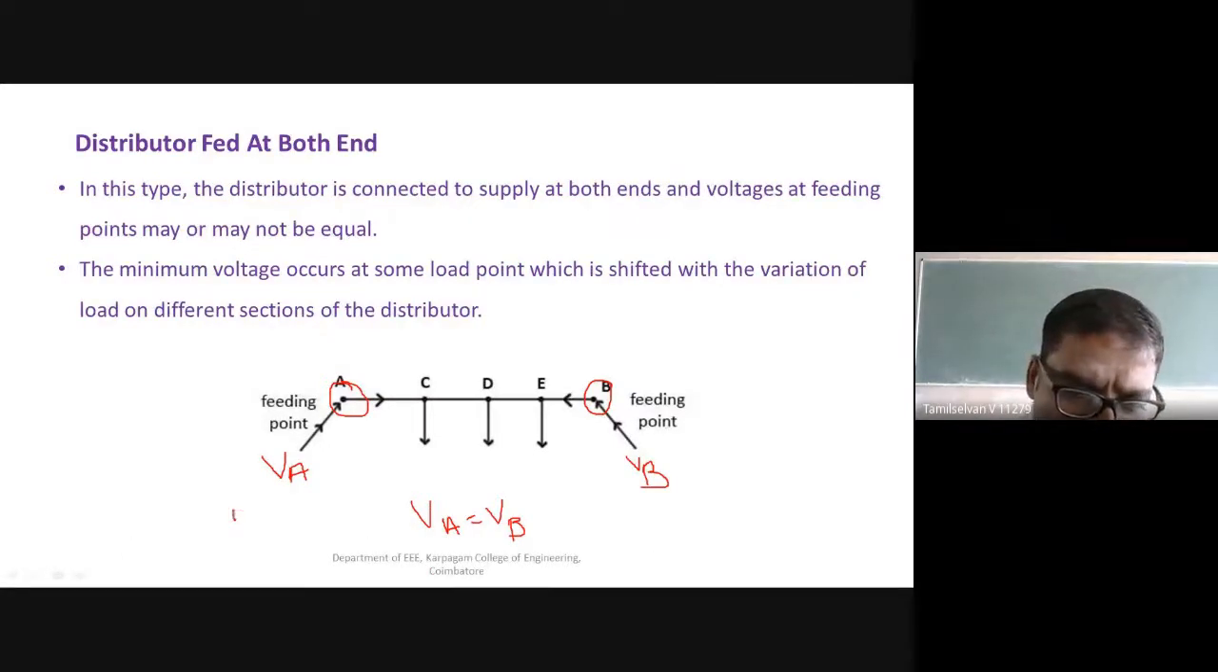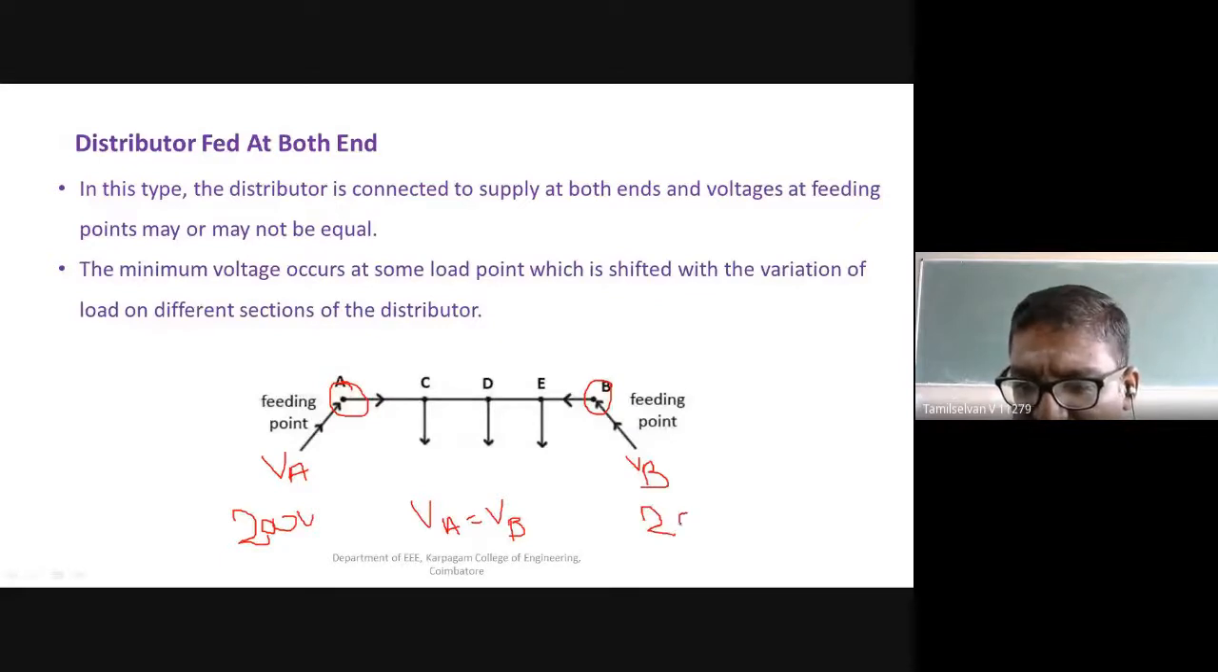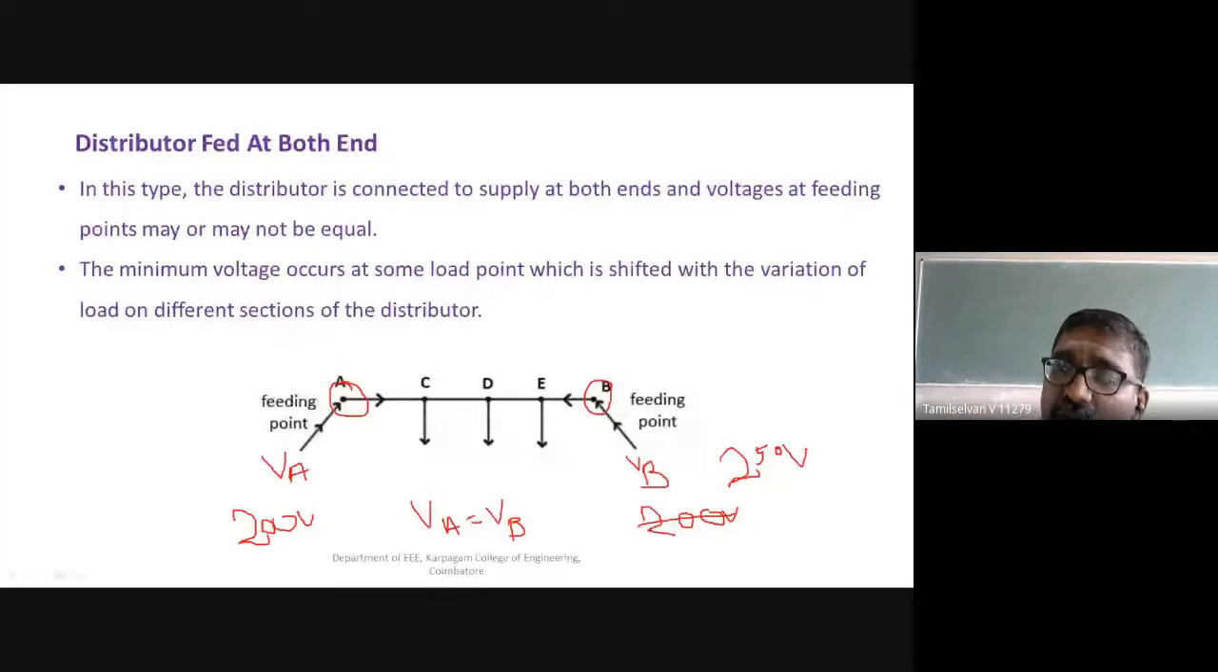Suppose A is fed at a voltage of 200 volts, and VB is also fed at 200 volts. If both feeding points have the same voltage, the distributor is fed at both ends with equal voltages. Suppose VB is not 200 volts but 250 volts, then the distributor is fed at both ends with unequal voltages.